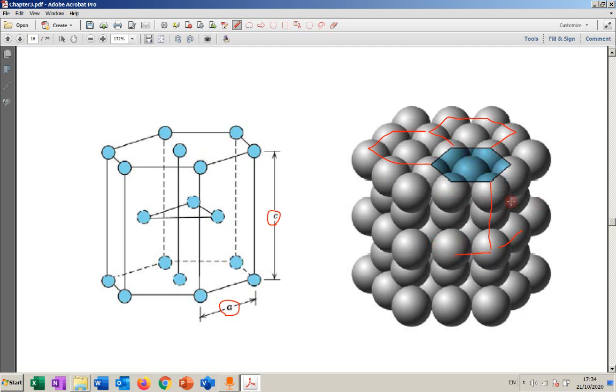Now why is the arrangement important? Because we will understand how many atoms we have inside this crystal structure, and later we will understand the way those atoms are arranged. We call them directions and planes. We will understand many more things later.